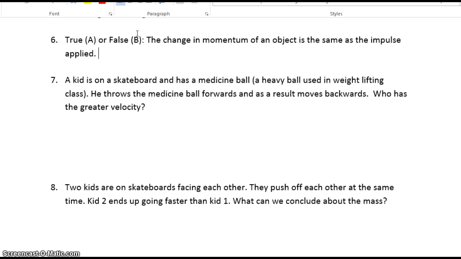Okay? So 7 says a kid on a skateboard has a medicine ball. It's a heavy ball used in weightlifting class. He throws the medicine ball forwards and as a result moves backwards. Who has the greater velocity? Well, the kid's probably around 50 pounds and the medicine ball is probably at max 10 pounds. So if the medicine ball goes to the right and the kid goes to the left, the medicine ball weighs less and the kid weighs more. The medicine ball weighs less, so it's going to have a faster speed, while the kid weighs more, and so is going to have a slower speed. Okay?